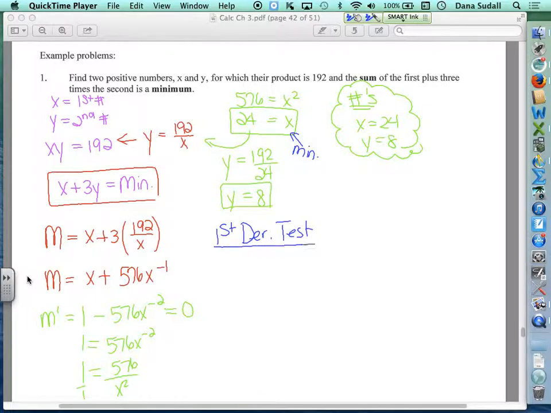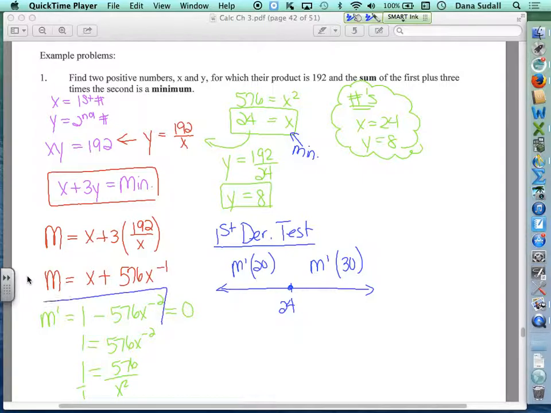So I can use my first derivative test. First derivative test is where you make your number line. Put that critical value of 24 on that number line. And then let's pick a value bigger and smaller than 24, like 20 and 30.